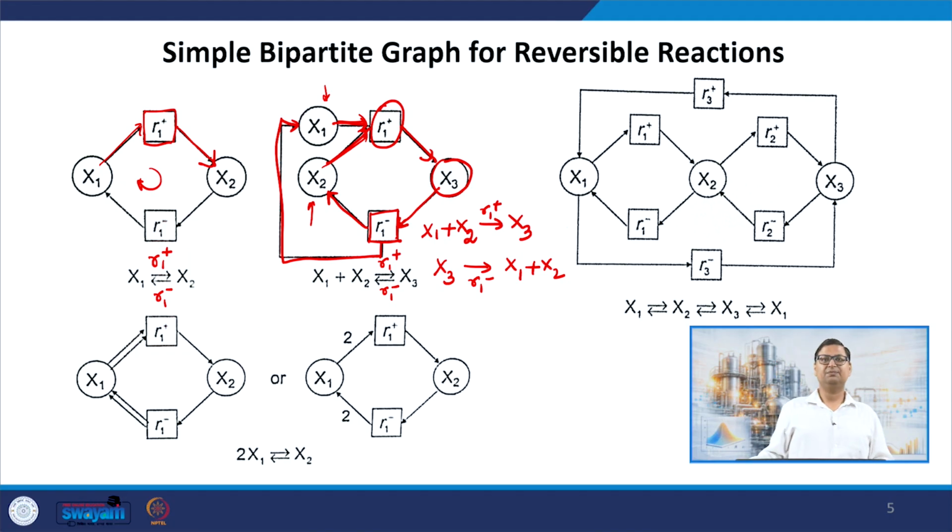That's the advantage the bipartite graph is giving me, that we have two different vertices X1 and X2, and both are basically directed towards or have an edge going towards a reaction node. And similarly for R1 minus, it forms two products. So we have two edges coming out of R1 minus into the two products X1 and X2, and that really makes the complex reactions easier to represent, so as to speak, right?